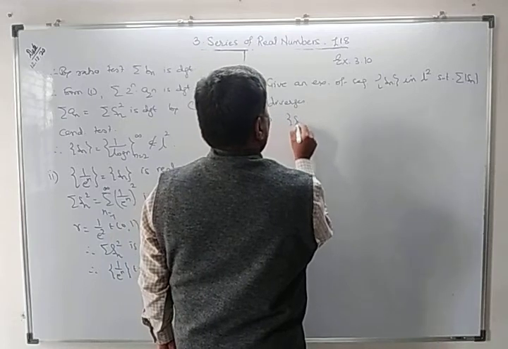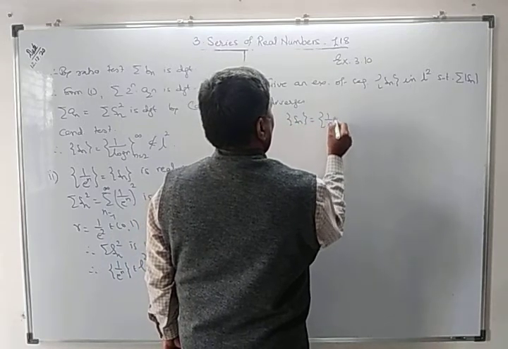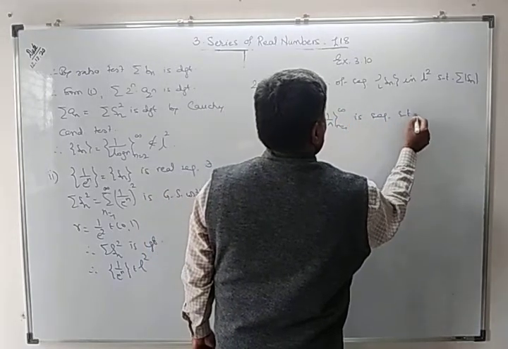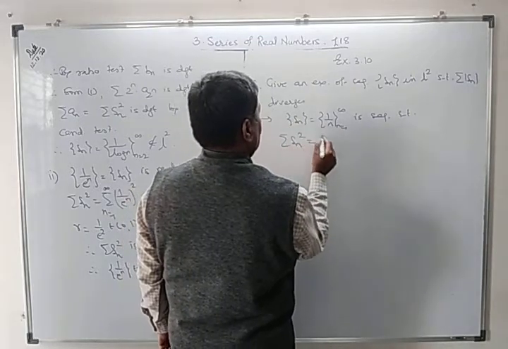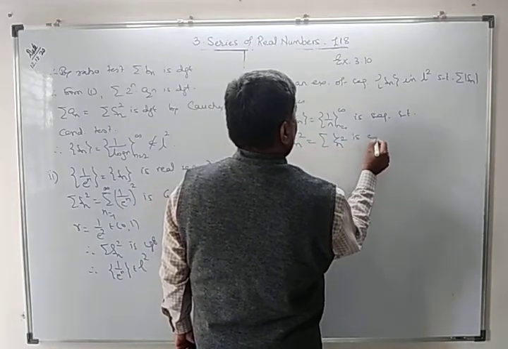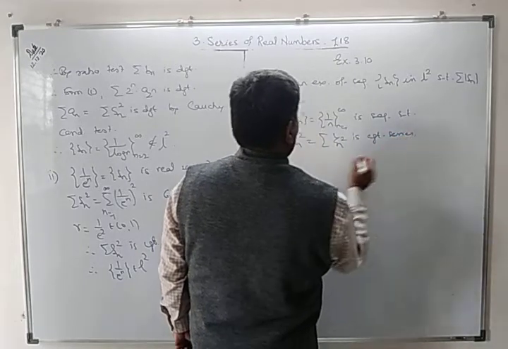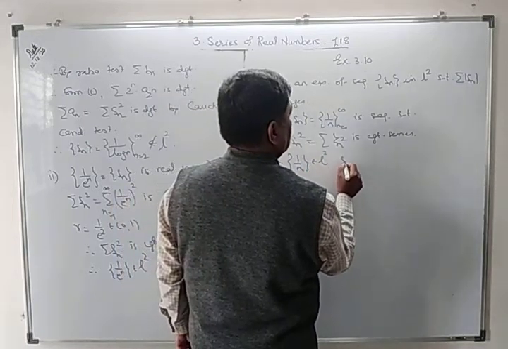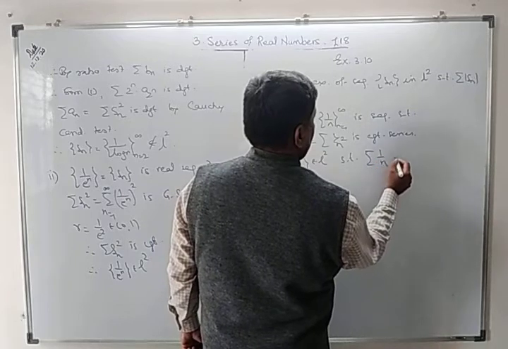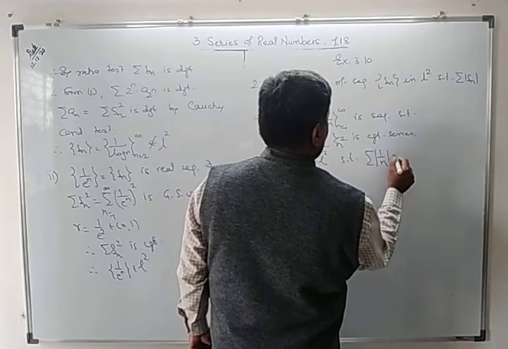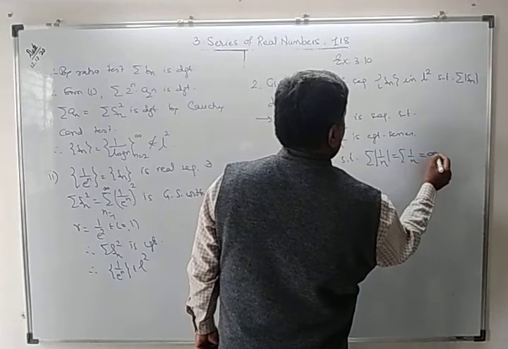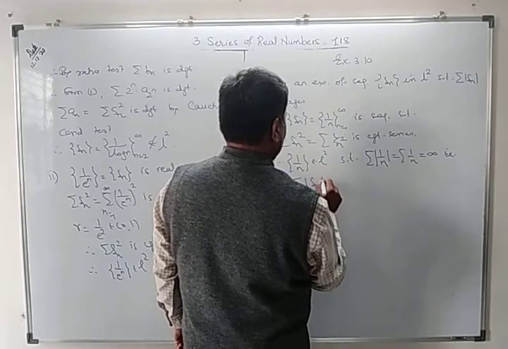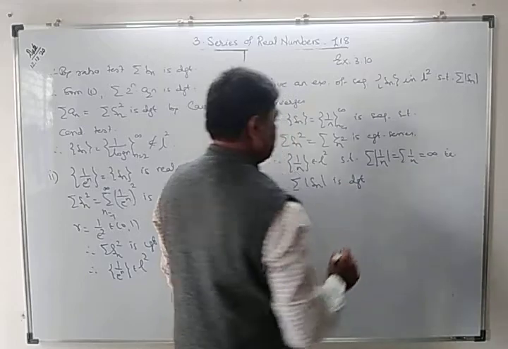So Sn is equal to 1 upon n, n equal to 1 to infinity, is a sequence such that summation of Sn square is equal to summation of 1 upon n square, which is a convergent series. And therefore 1 upon n belongs to L2 such that summation of mod Sn is equal to summation 1 by n, which is infinity. That is, summation of mod Sn is divergent.